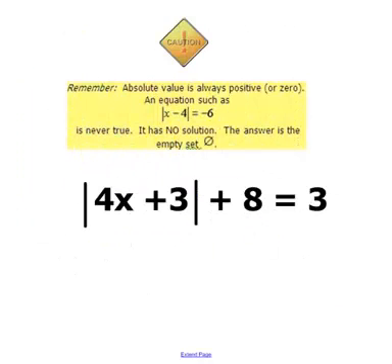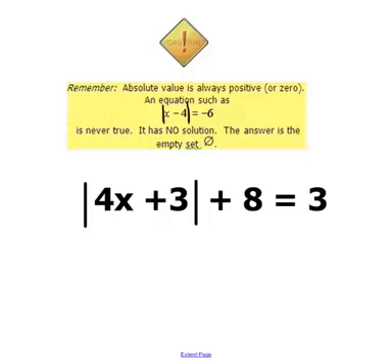Absolute value is always positive. We know that. Now you can have an absolute value problem that might not work out to be positive, but the absolute value, strictly speaking, in and of itself, if you look at these bars, signifies a positive value. So this is not possible. It has no solution. If you get to this point in your equation solving, you should know that is true. Your answer is the empty set.